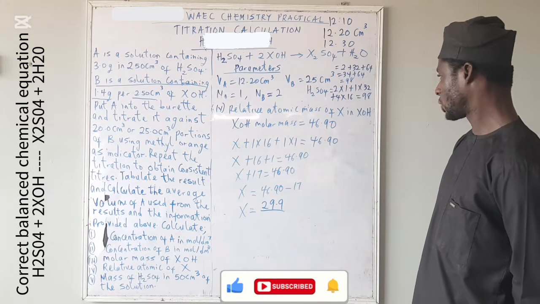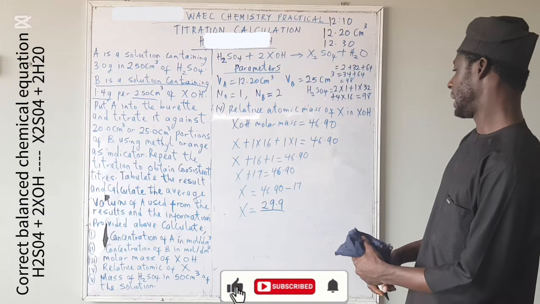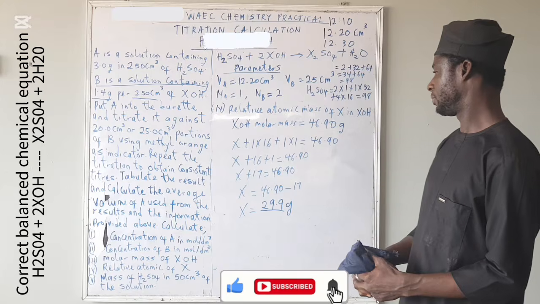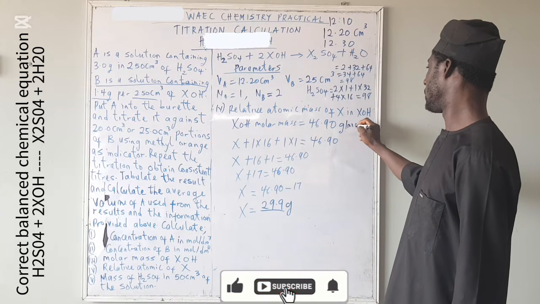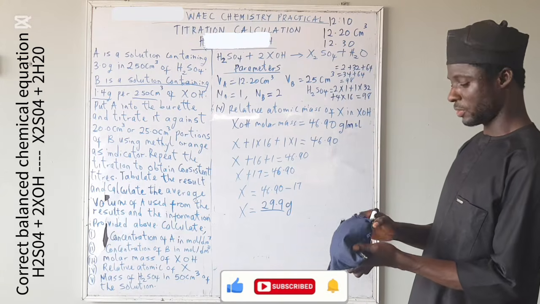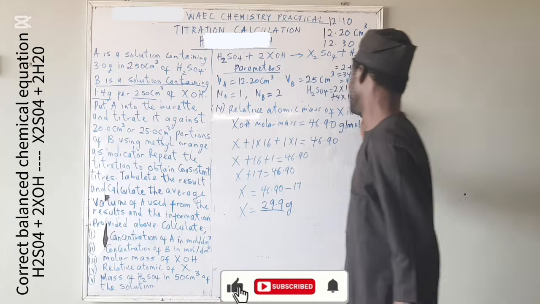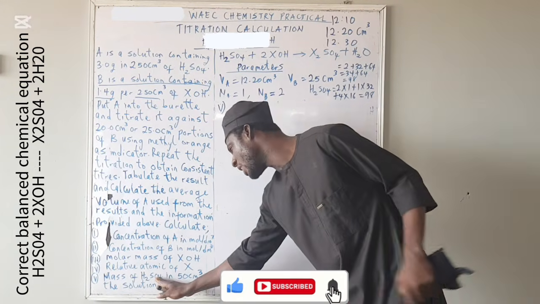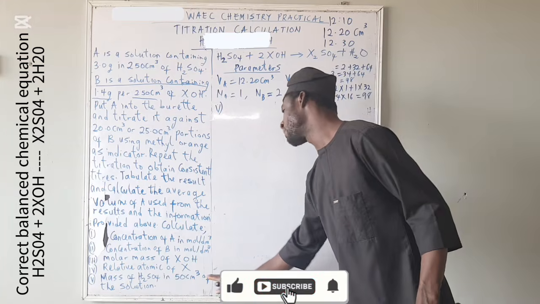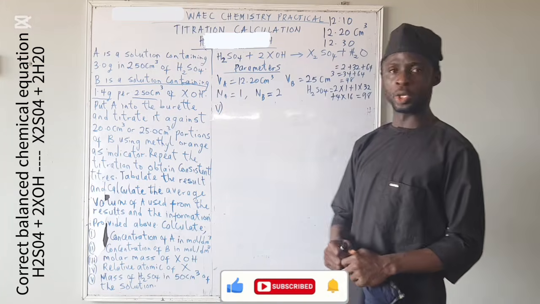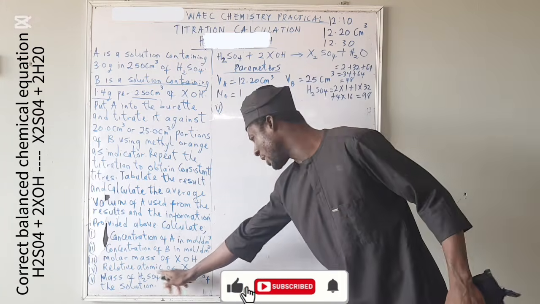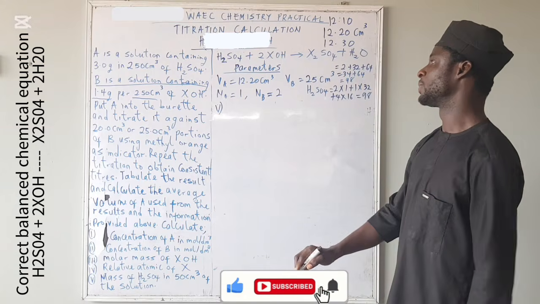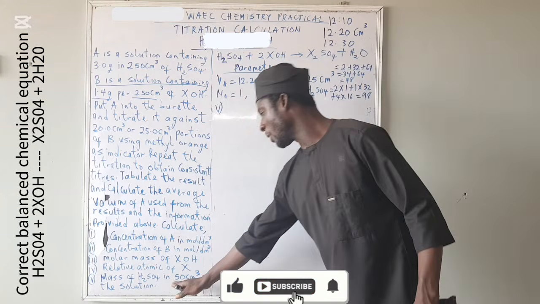Now let's go to the last question. This one is in gram, gram per mole, and let's forget that. The next question that I want to calculate: I want to calculate the mass of H2SO4 in 50 cm3 of the solution. Now, how much mass of H2SO4 will be in 50 cm3? From our question, we can solve this.